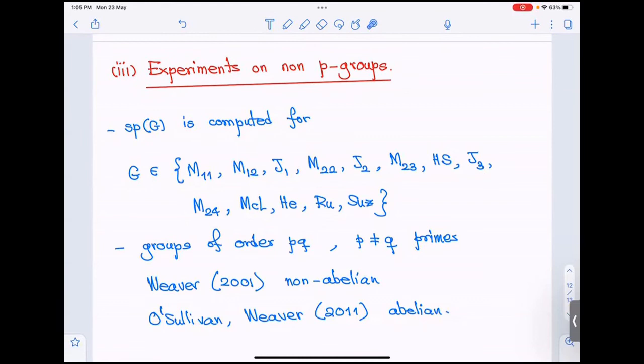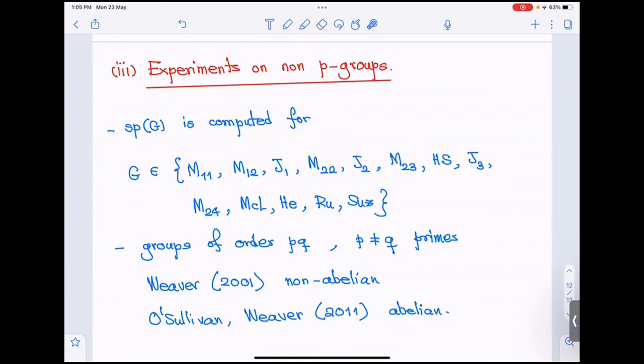Then groups of order pq, this work is done by Weaver. A non-abelian group actually occurs when p is a prime distinct from q, and p divides q minus 1. So in those cases, such groups occur, and Tony Weaver actually classified the spectra sets for those.